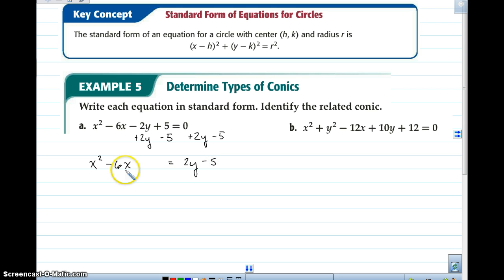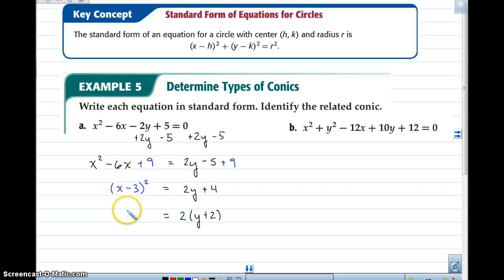And I need to complete the square here, so I know that if I have a negative 6x, then when I find my perfect square and factor it, it's going to be x minus 3 squared. And so I can square the 3 and see I need to have a 9 here. So I need to add 9 in order to be able to factor it to get this squared binomial, so I need to add 9 to the other side. And so we get x minus 3 squared is equal to 2y plus 4. And lastly, I just need to factor out the 2 to put it in standard form. This is going to be 2 times y plus 2.